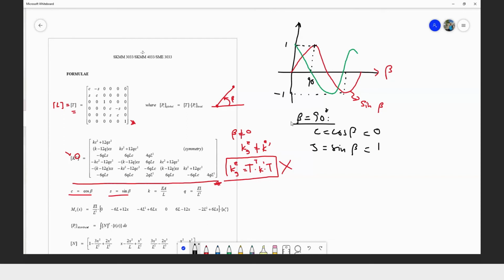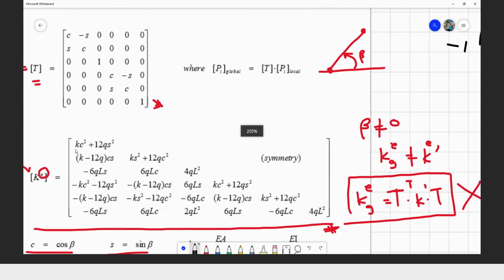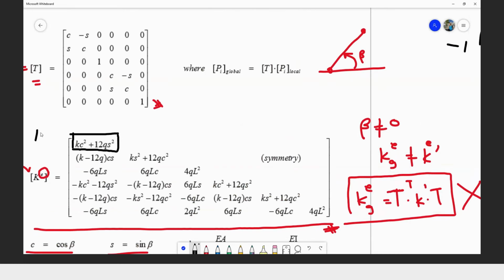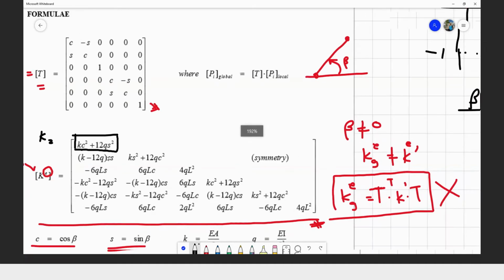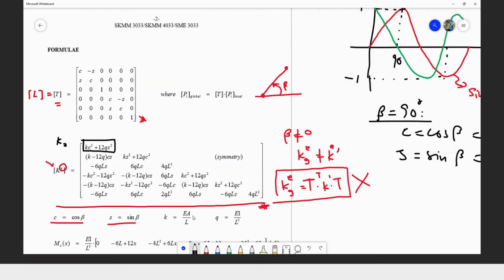Alright, then what else we need in order to plug in? Let's say we just look at this element in our K2, in our K2 kan. So kita perlukan C, kita perlukan S, dan kita perlukan K, kita perlukan Q. But what is K? K adalah EA over L dengan EI over L cube for the Q.